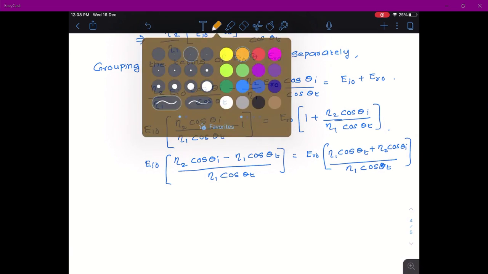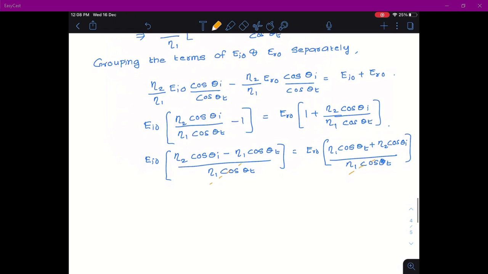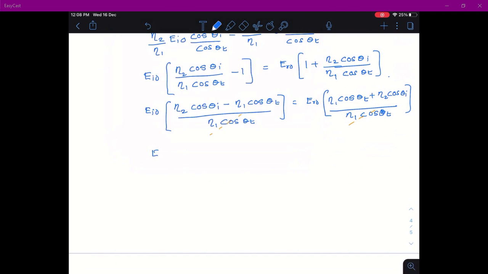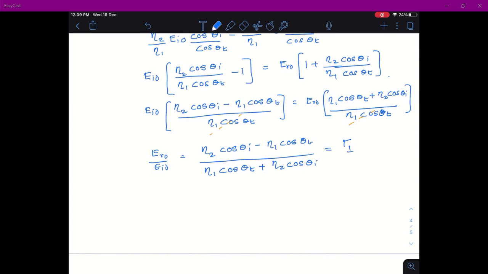So, you can cancel eta 1 cos theta t in both sides. So, you will get the ratio of ER0 by EI0 is equal to eta 2 cos theta I minus eta 1 cos theta t divided by eta 1 cos theta t plus eta 2 cos theta I. And this is called as the reflection coefficient for perpendicular polarization, which relates the magnitudes of electric field of reflected and incident wave.